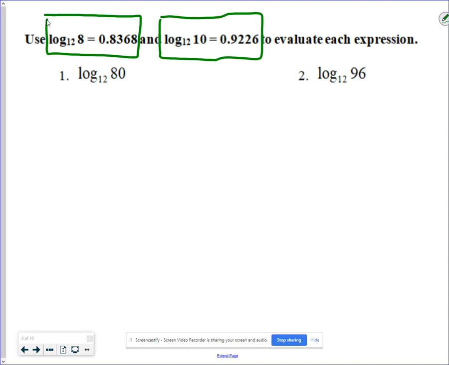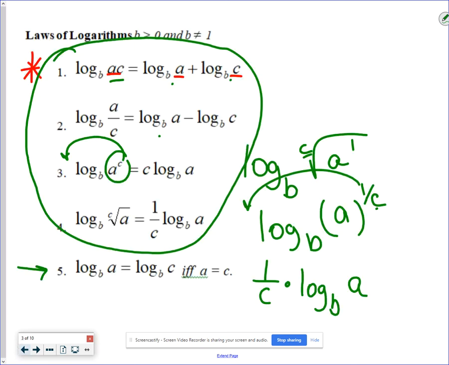We know what the log base 12 of 8 is. We know what the log base 12 of 10 is. It wants us to find log base 12 of 80. So I'm going to have to use the logs of base 12 that I know. I know 8 and 10. Well, what's 8 times 10? 80. So we can think of log base 12 of 80 as 8 times 10. So what are we doing here? Well, multiplying. So we're going to use this rule right here, but we're going to go from the left side to the right side. We're going to rewrite it as 2 logarithms.